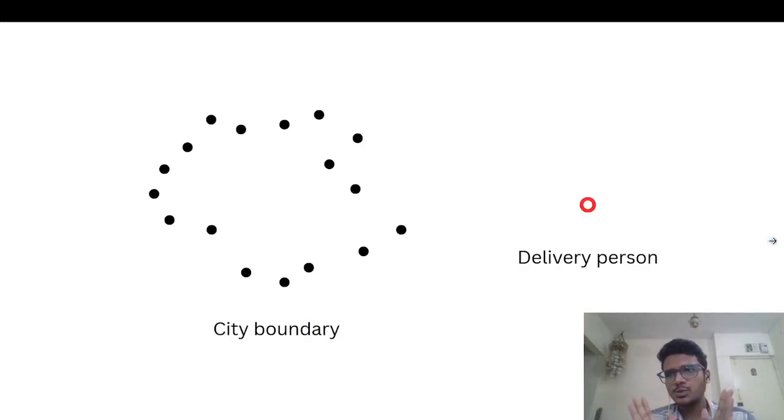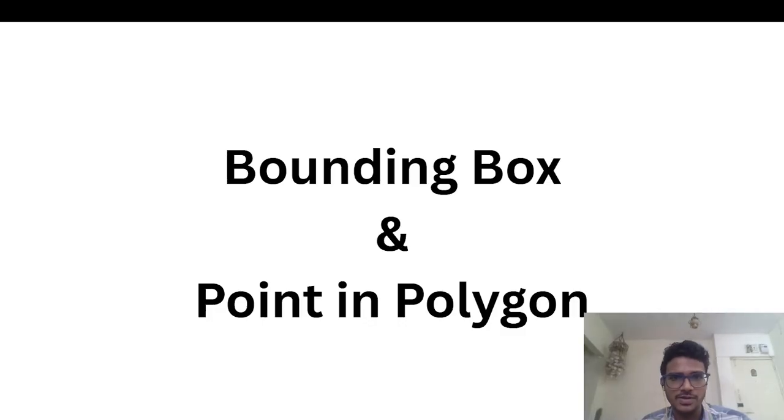Hey, suppose you have a delivery today and this is your city. You live in this city and this is your city's boundary. And this is where your delivery person is right now. So how do you know if the delivery person is inside the city? These are just coordinates. So how do you know if the delivery person is exactly inside the city? That is what we are going to see today.